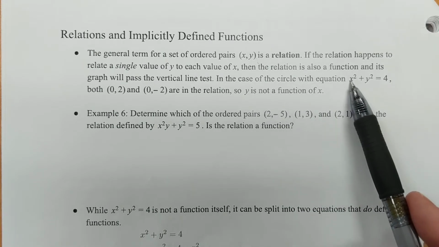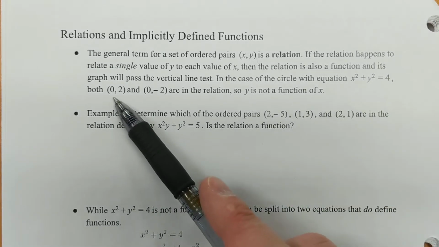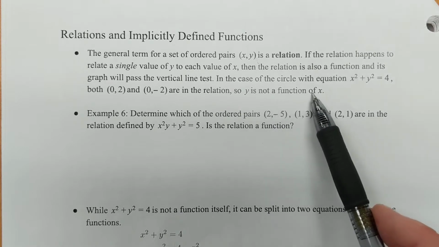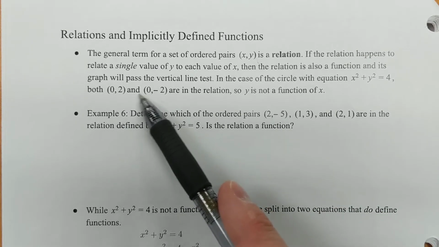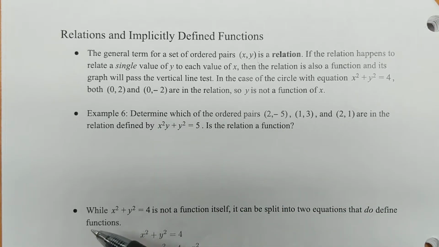In the case of the circle, with the equation x squared plus y squared equals 4, both (0, 2) and (0, negative 2) are in the relation, so y is not a function of x. If you notice, the x values repeat with different y's, so that's what makes it not a function.